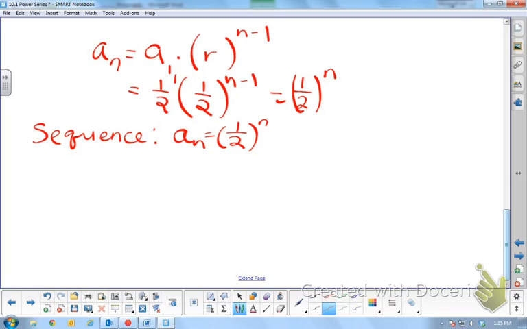My series, we're trying to add all of those terms. So we need a notation that tells us add after you plug in 1, add after you plug in 2, add after you plug in 3, add after you plug in 4. The series is the sum of a sequence.